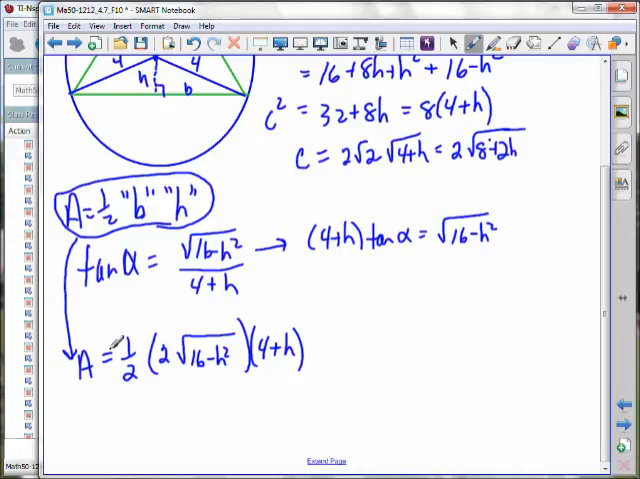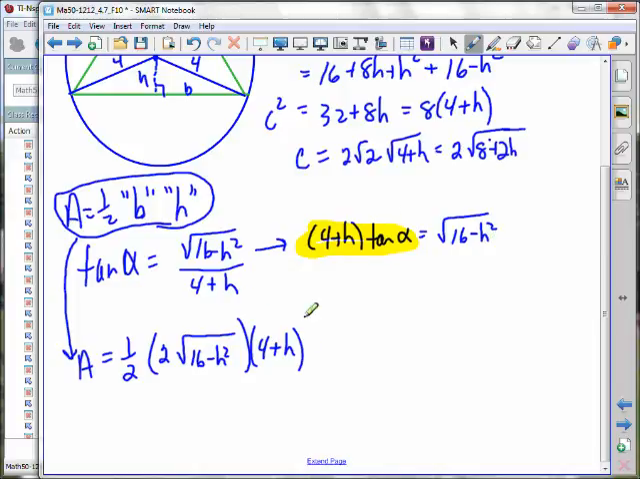It's on the screen. Up there. Do you see anything on the screen? There it is. Yeah. Look at this. Isn't this value equivalent to the square root of 16 minus h squared?